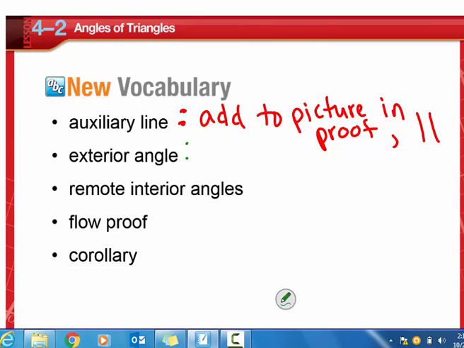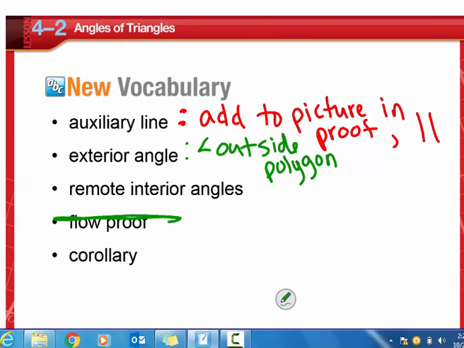This is just an angle outside the polygon. The remote interior angles are the two angles that are opposite the exterior angle. We're not going to use a flow proof, and a corollary is just something that we prove in addition to a theorem that has already been proved for us. And I'll show you one of those in the middle of our notes.